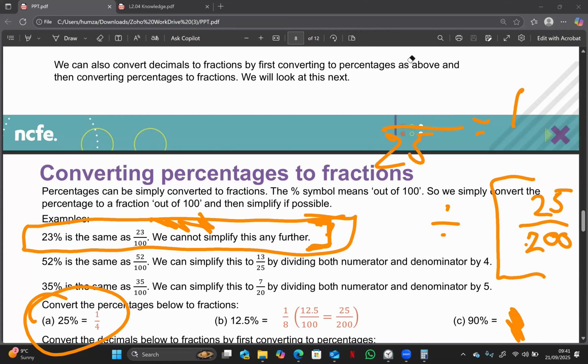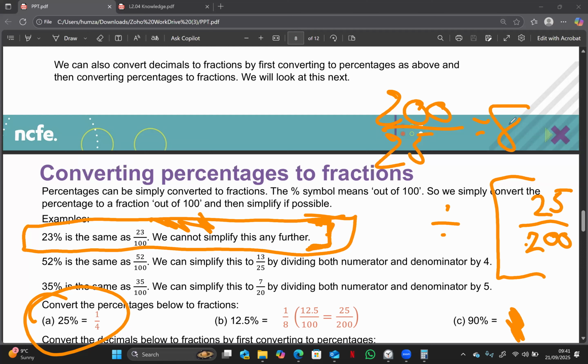200 divided by 25. What's the answer? You can use your calculator, by the way, for this. You don't have to do it in your head. 200 divided by 5 is 40. No, not five, by 25. Oh, sorry. Divided by 25 is 8. Eight. Okay. Do you understand?